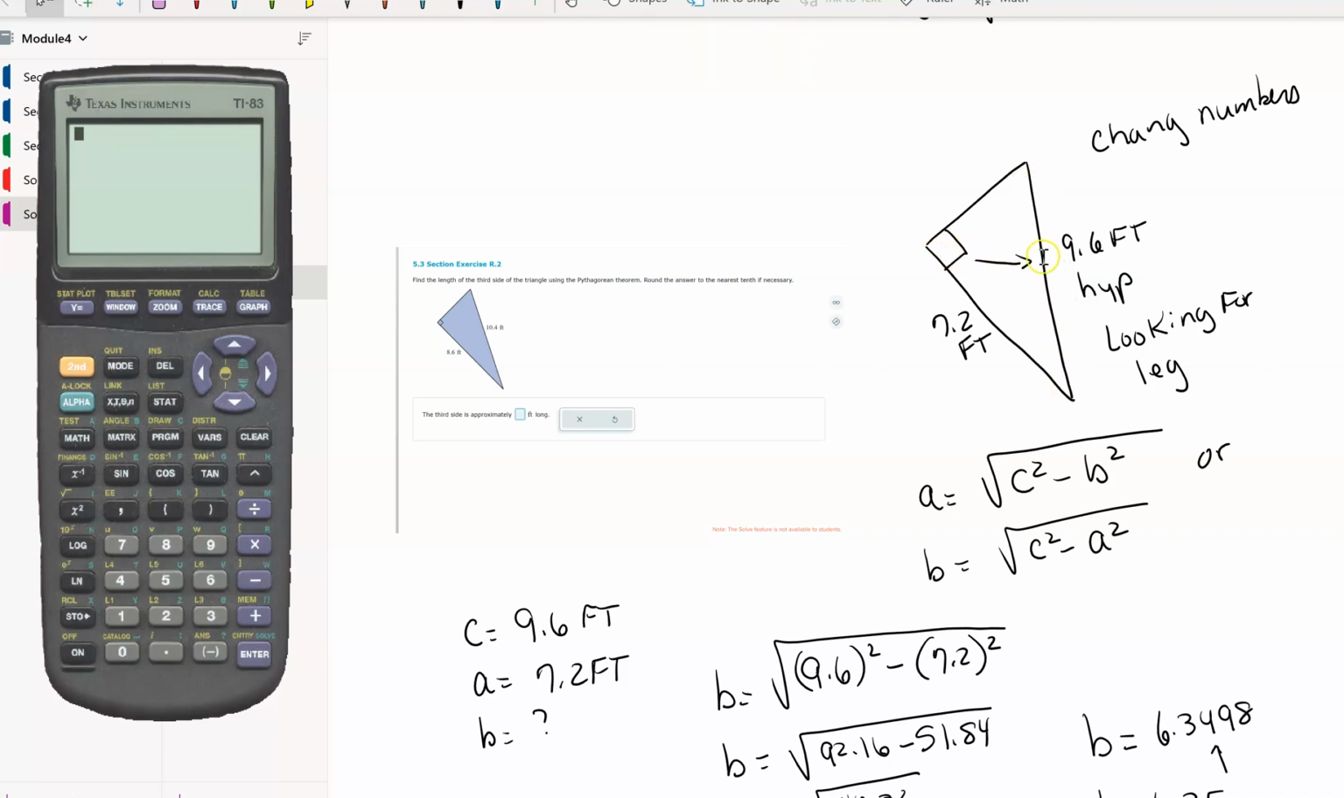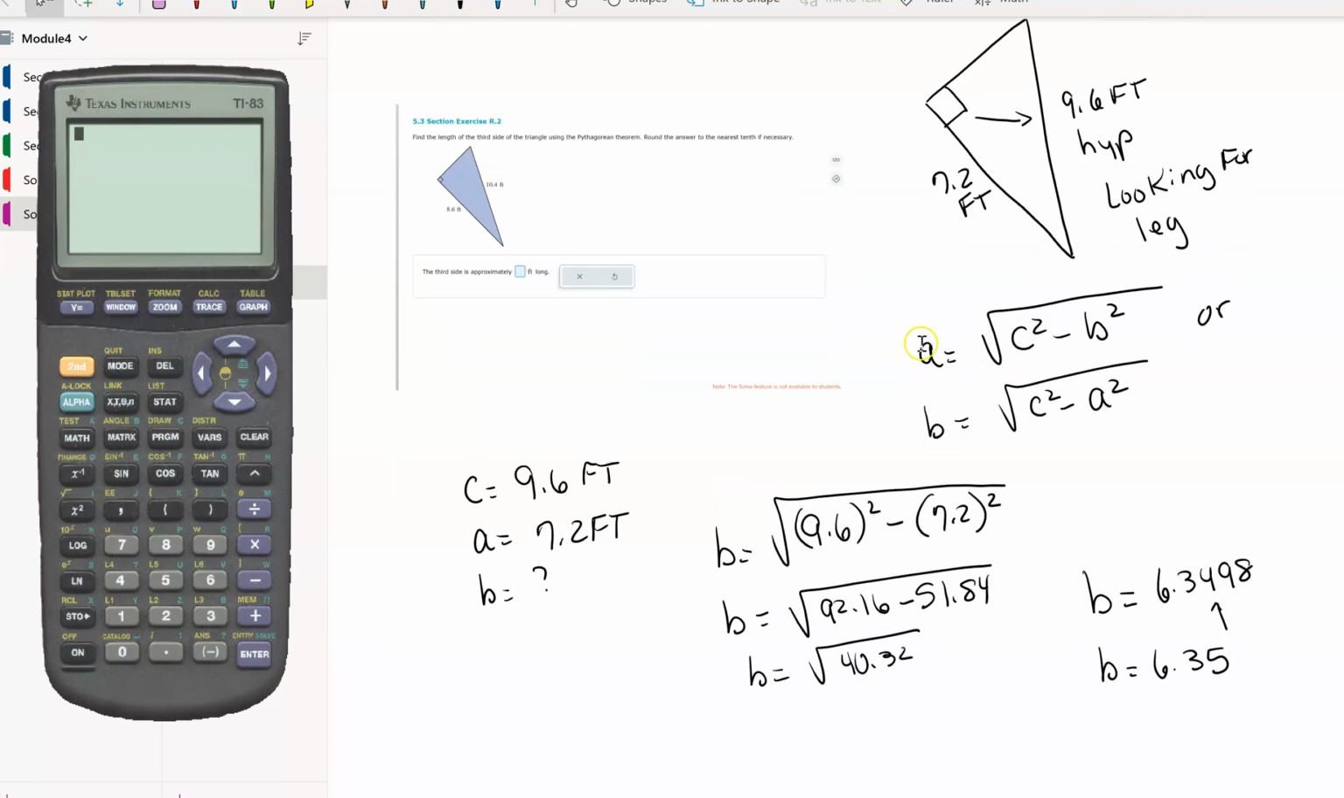So in this problem, the 9.6 is the hypotenuse and the 7.2 is one of the legs. What we discovered earlier was that the legs are interchangeable as long as we're not concerned with a particular angle. So it's either going to be the hypotenuse squared minus b squared, or the hypotenuse squared minus a squared, depending upon how you label them. I just made A the 7.2, C is my 9.6.